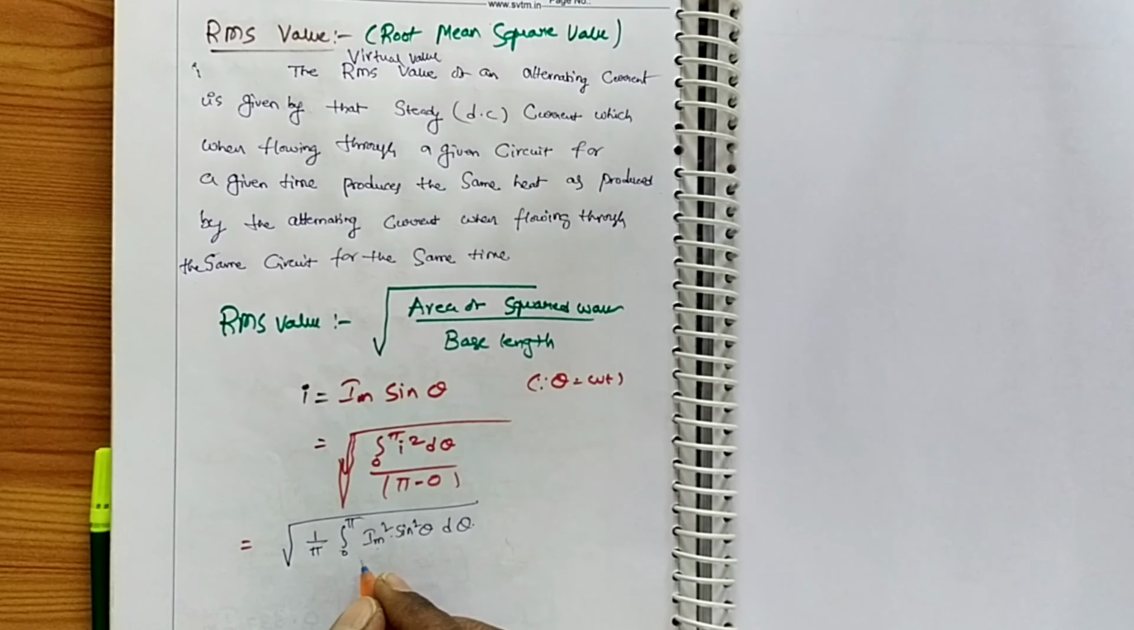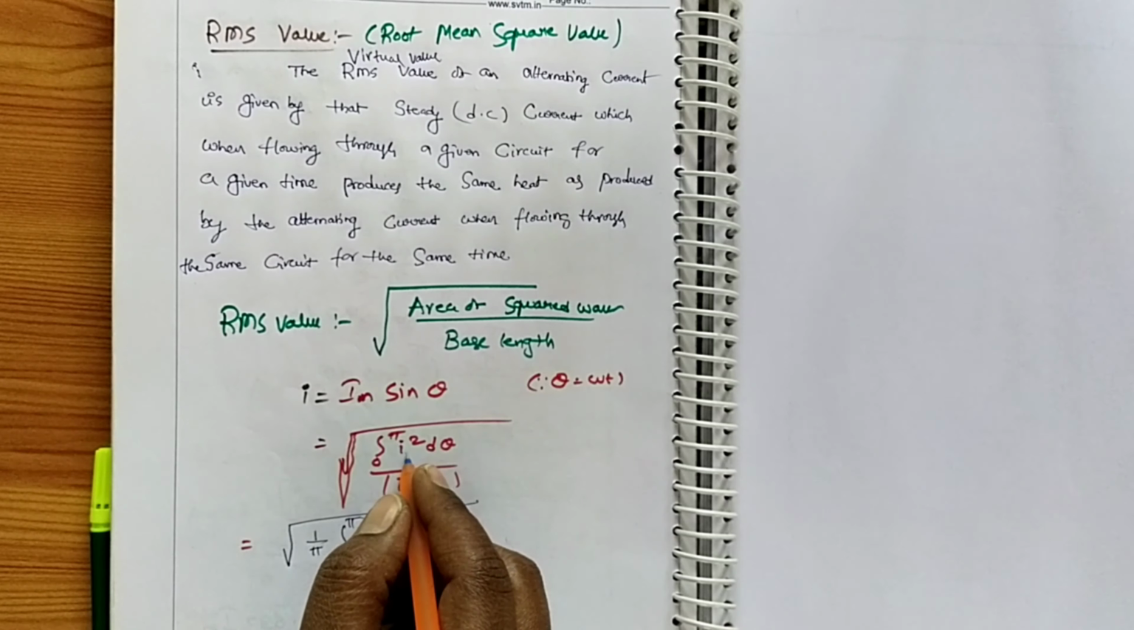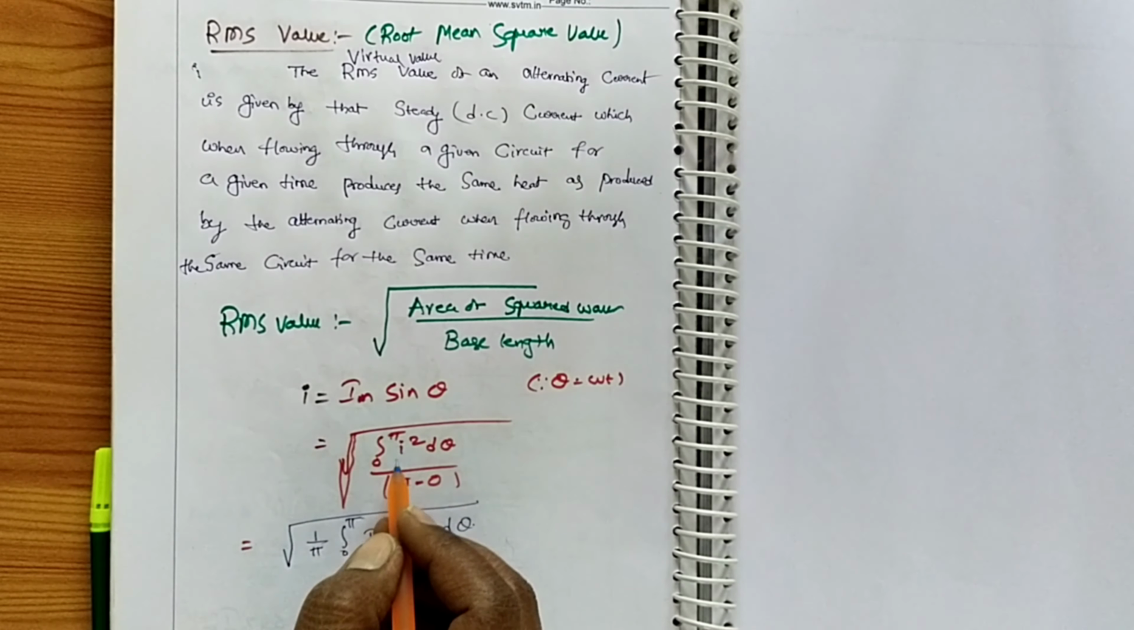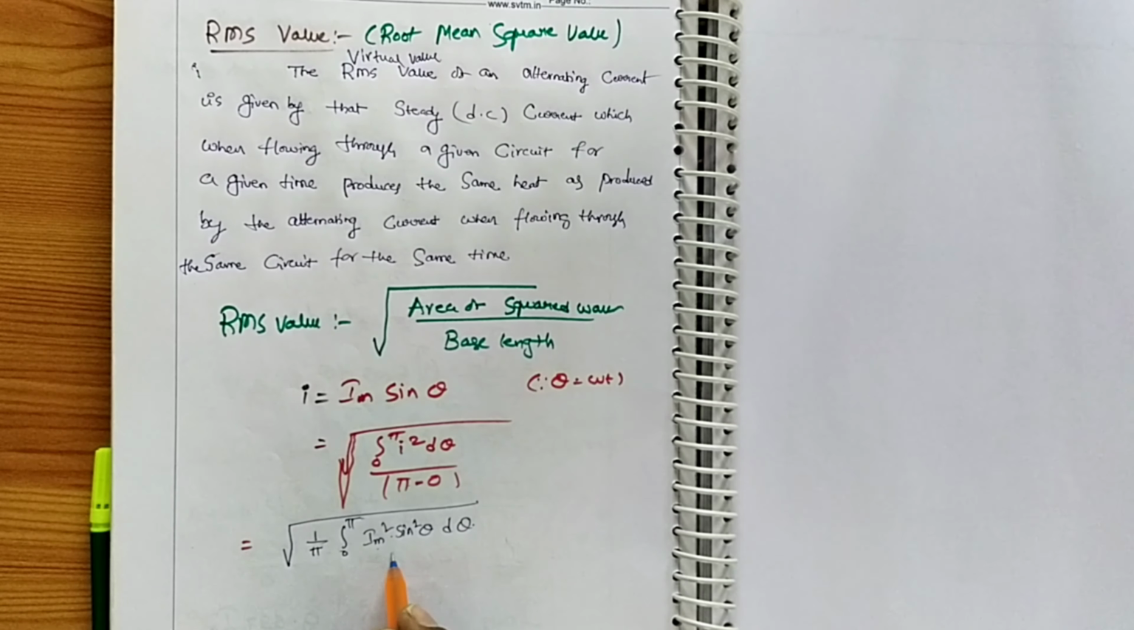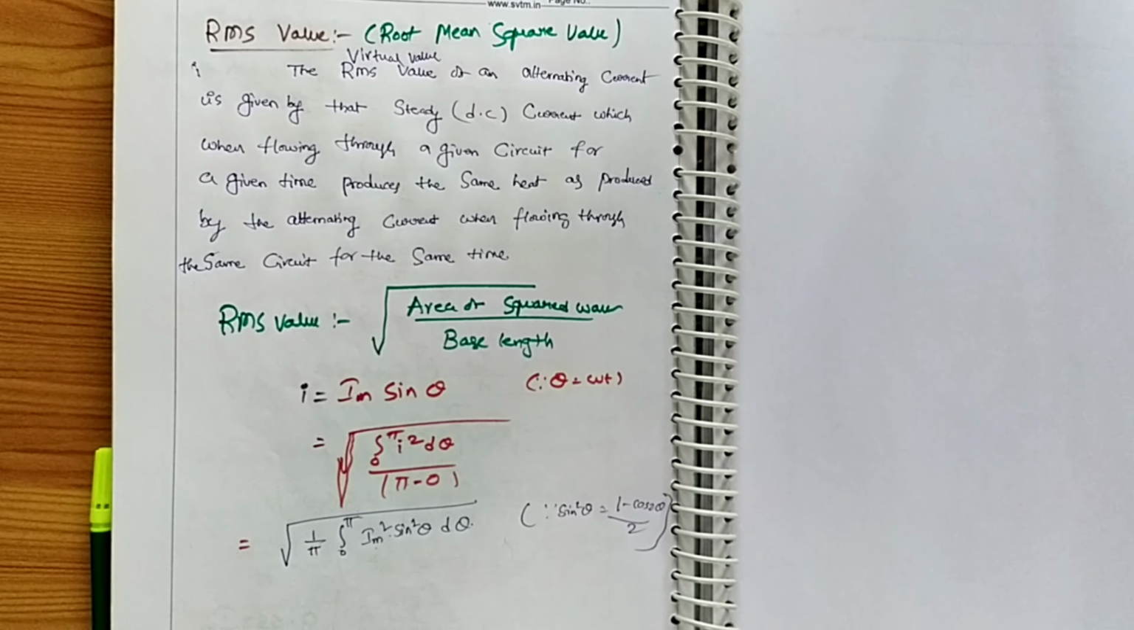We can write this equation like this. This pi will come here, 1 by pi. In place of I square we can substitute Im sin theta, and we can obtain Im square sin square theta d theta. Since sin square theta equal to 1 minus cos 2 theta by 2, we can write sin square theta equal to 1 minus cos 2 theta by 2.